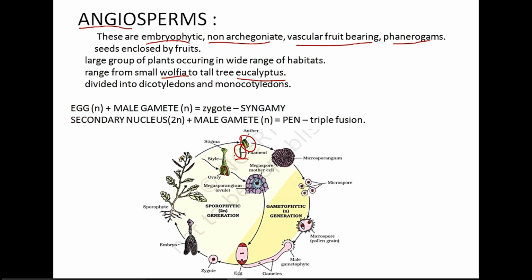So in anthers, the microspore mother cells undergo meiosis and produce pollen grains. In this anther, this microspore mother cell undergoes meiosis and produces pollen grains. See here, it produced pollen grain. Through microsporangium and the microspore, it produced the microspore pollen grain.